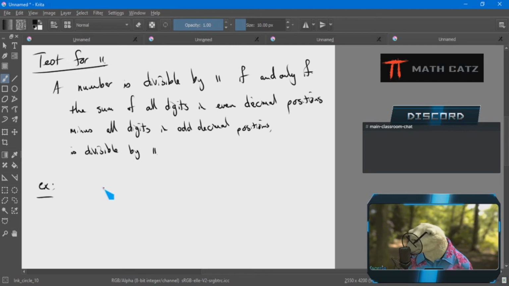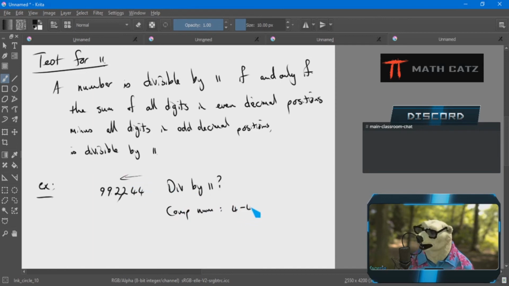Let's say 992,244. It's hard to come up with something that works in my head that is not obvious. So the question is, is it divisible by 11? My comparison number is going to be starting right to left: 4 minus 4 plus 2 minus 2 plus 9 minus 9. My comparison number is 0.